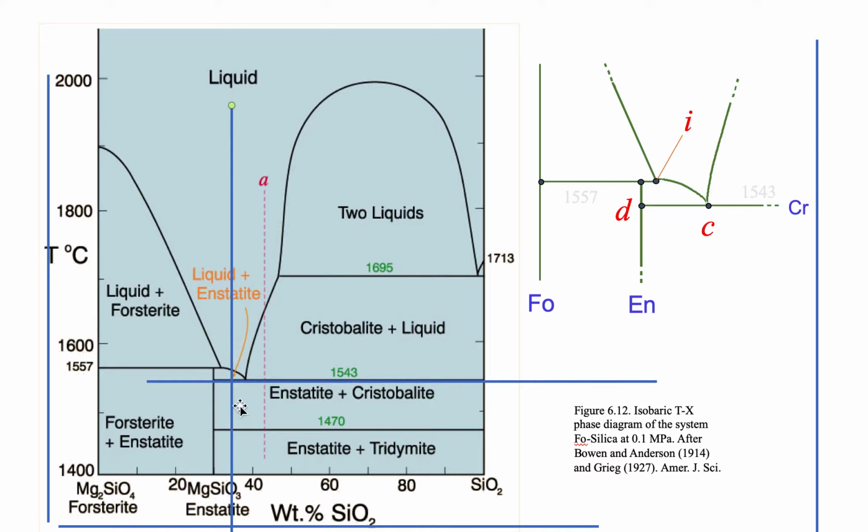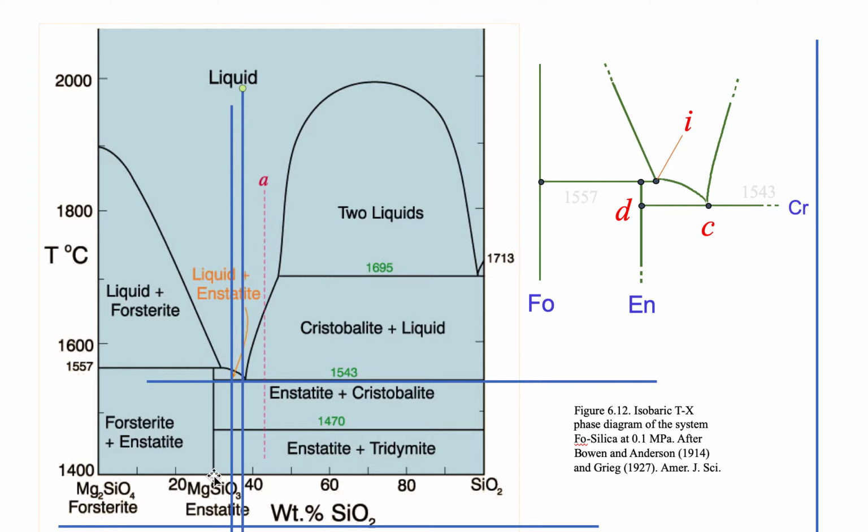Eventually, we're going to end up with a rock that's in the enstatite plus cristobalite field. So at 1543, cristobalite joins enstatite. The 2 minerals crystallize together until all that eutectic liquid is gone. The liquid, by the way, is fixed at this composition here. Enstatite and cristobalite will crystallize out in fixed eutectic proportions, whatever the proportions are there.